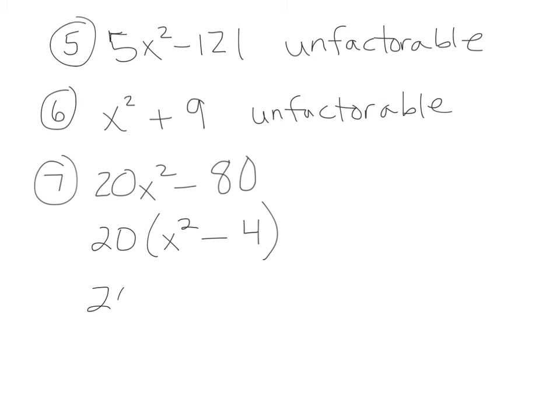You write 20. And then a difference of perfect squares always turns into one addition and one subtraction. And you fill in with the square roots. Square root of x squared is x. Square root of 4 is 2. All right? Okay, there's one other thing I need to help you out with.